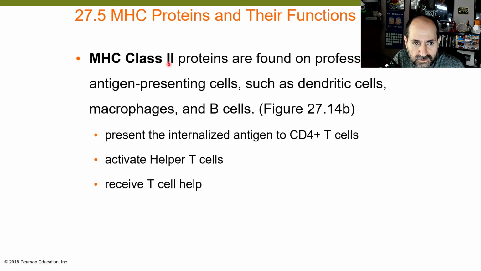So MHC class 2, you should know that these are found on the professional antigen presenting cells: dendritic cells, macrophages, B cells. And you should know this too. Remember, all cells, including these professionals, the dendritics, the macrophages, the B cells, also have MHC class 1. So they have MHC class 1 and class 2. And what does MHC class 2 do on these cells? Well, it presents antigen to the helper T cells, called the CD4 positive T cells, and those helper T cells help to activate B cells.